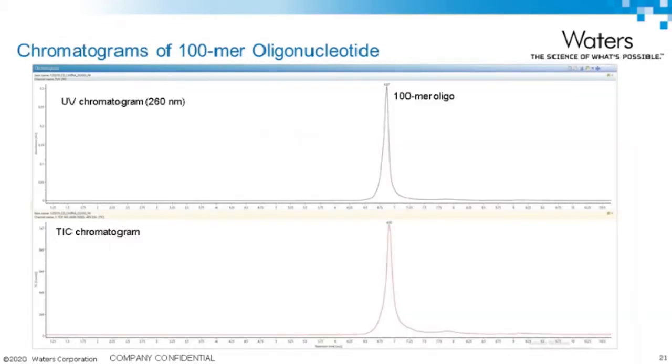Even larger oligonucleotides can be analyzed. These are about the size of the guide RNA used in CRISPR applications. So here is a 100-mer oligonucleotide, unmodified, and what we have is the UV chromatogram and the TIC chromatogram as shown in the previous examples.